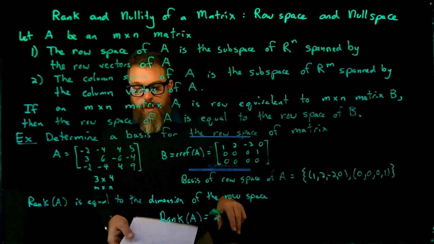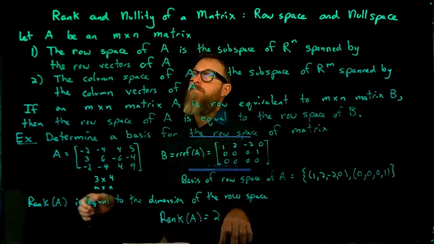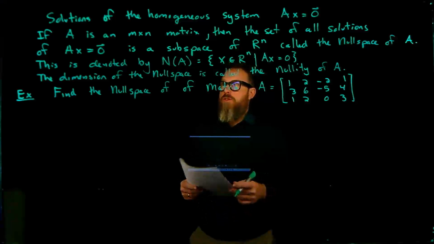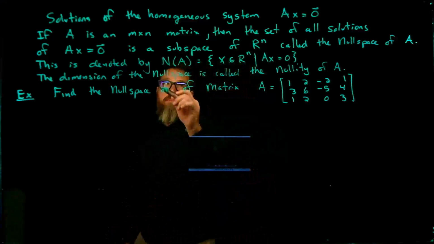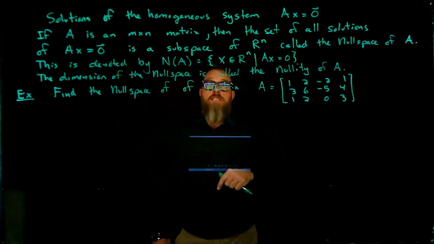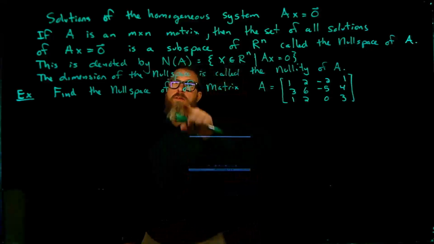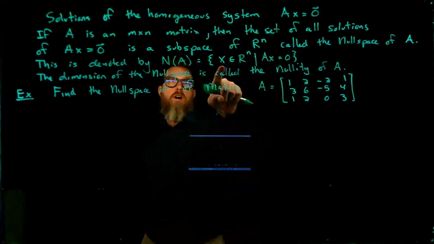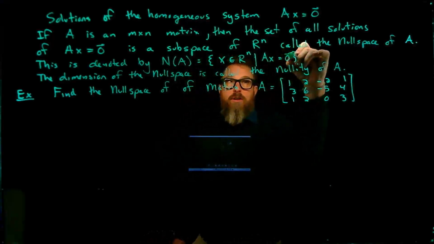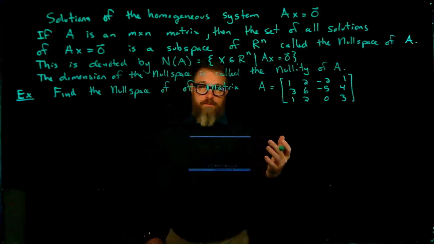All right, let's find the basis of the null space and explain what a null space is. It's the set of solutions of the homogeneous system AX equals 0. So if A is an m by n matrix, then the set of all solutions of AX equals 0 is a subspace of Rn called the null space of A. This is denoted by the null space of A being all x in Rn such that AX equals 0, with x being a vector and 0 being the zero vector as well. The dimension of the null space is called the nullity of A.